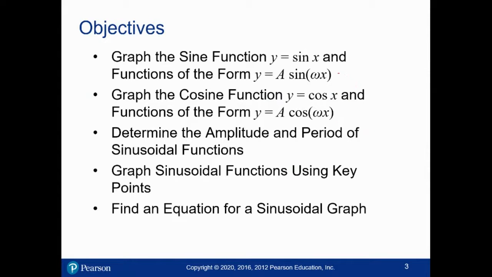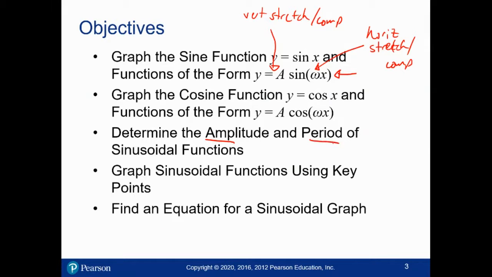Okay, so what we want to be able to do is graph the sine function and also be able to graph anything of this sort of form. And in our graphical transformations, notice that this A is some sort of vertical stretch or compression, and this omega is some sort of horizontal stretch or compression. So we want to understand how vertical and horizontal stretching affects the graphs of sine and cosine. We also want to determine what's called the amplitude and the period of these sinusoidal functions. Anything that's of the form sine of something or cosine of something is called a sinusoidal function.